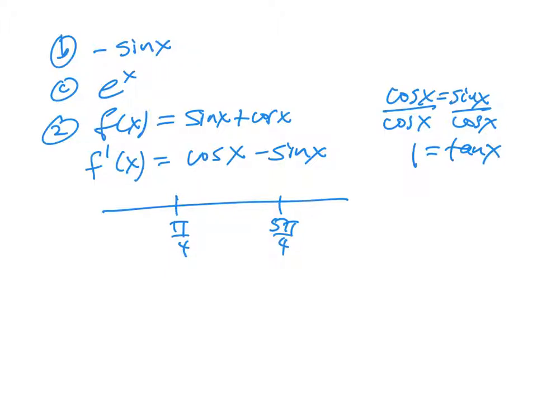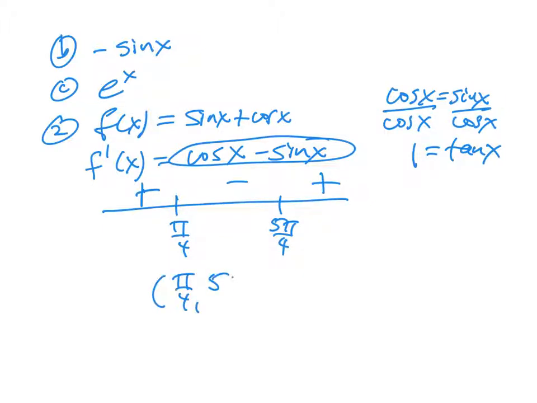Then, remember, when you're testing a number line for trig functions, there is no pattern, so you have to do each one. So if you plug in a number smaller than pi over 4, like 0, into the derivative, you will get 1 minus 0, that's positive. Plug in something between pi over 4 and 5 pi over 4, say pi over 2, you get 0 minus 1, which is negative. And then if you plug in something between 5 pi over 4 and 2 pi, you should get the same thing as the first, so that's positive. And so we're looking for negative, so that would be between pi over 4 and 5 pi over 4. Easy money.